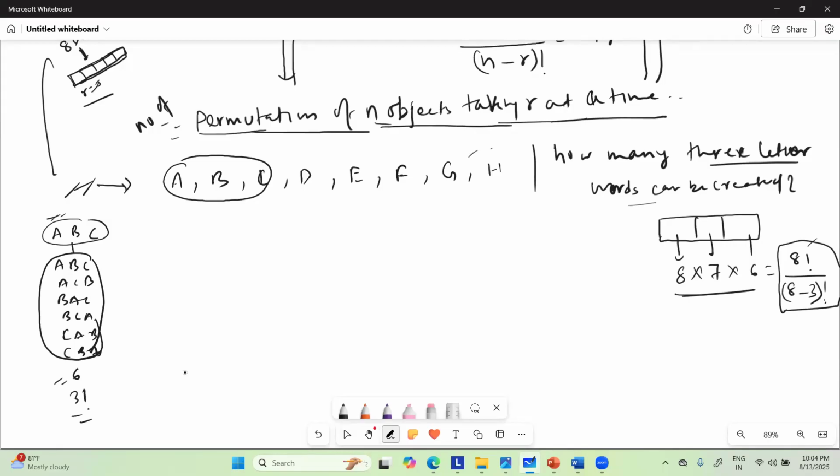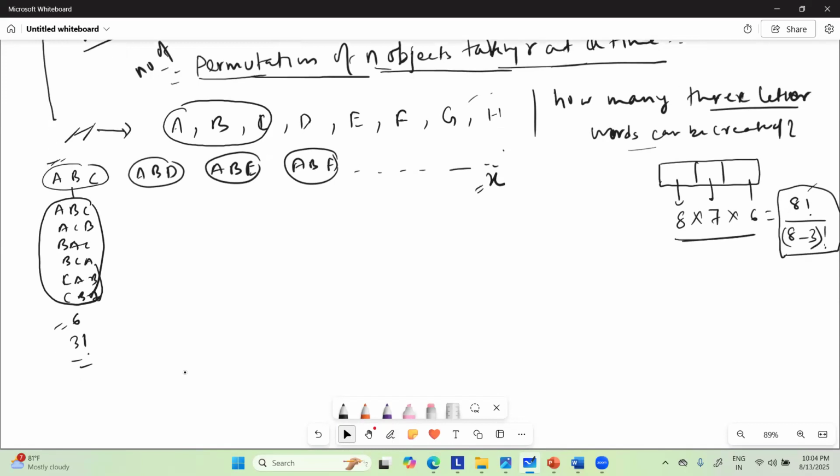Now the problem is how many 3-letter groups we can have. Like ABD will be a different group. ABE will be a different group. ABF will be a different group. So let's say X is the number of 3-letter groups which we can create.